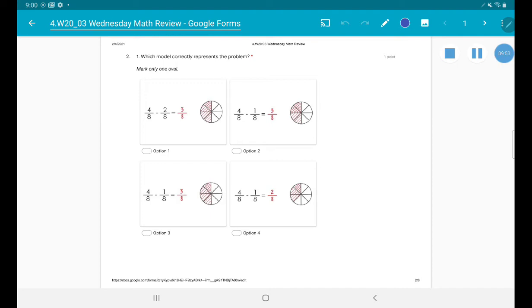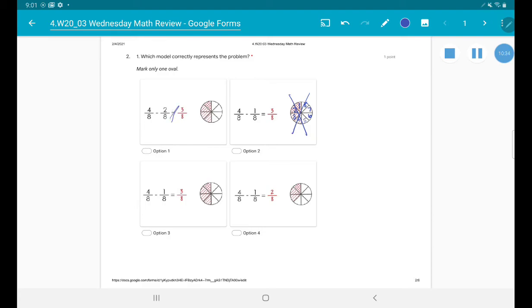All right, so option 2, we have 4/8 minus 1/8. What is 4/8 minus 1/8, Cash? 3/8. So let's look at our model. I have 1, 2, 3, 4 pieces shaded. There are 8 pieces in the whole, so that part's right. It says 4/8 minus 1/8. Does option 2 show 1/8 being taken away? No, it's showing 2/8 being taken away, so the model's not correct in that one.